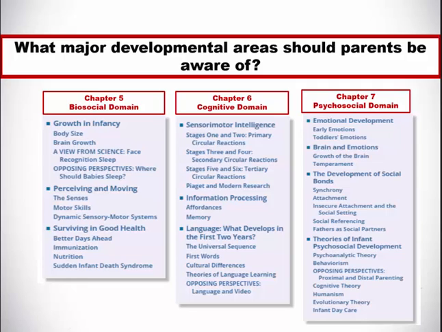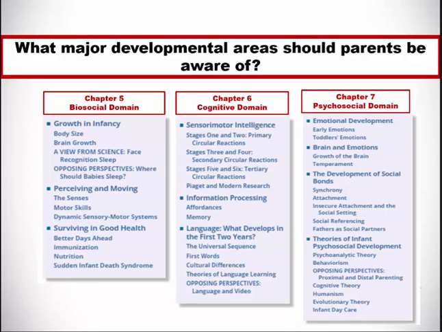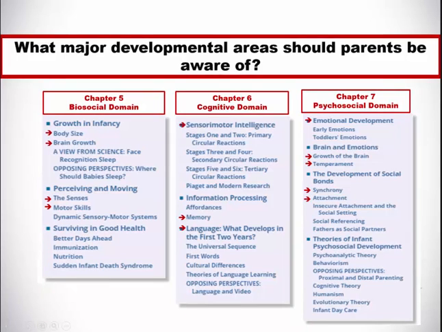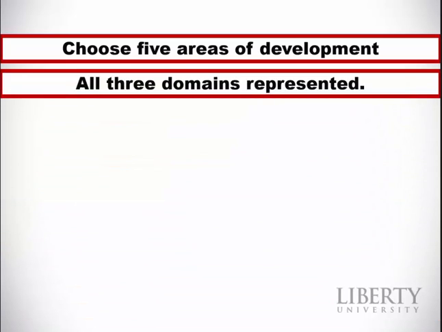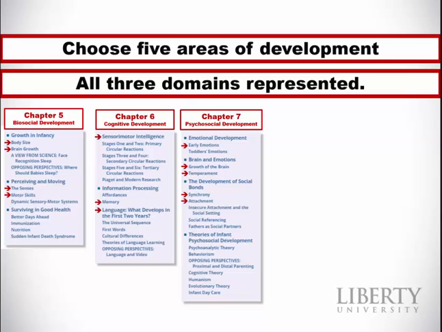Because we want to focus on developmental milestones rather than things related to environment or parenting, I have marked the areas we want to focus on with red arrows. After reading through these chapters, you will choose 5 areas to explore. Be sure that all 3 domains from our textbook are represented, and also address the spiritual domain.